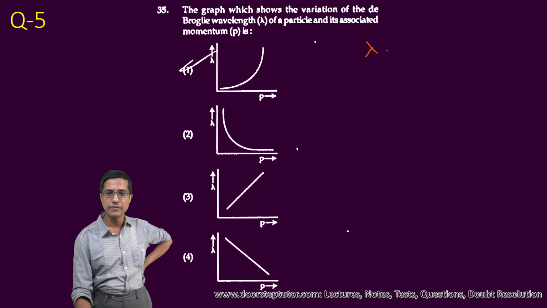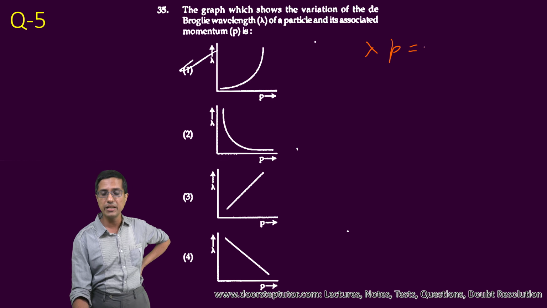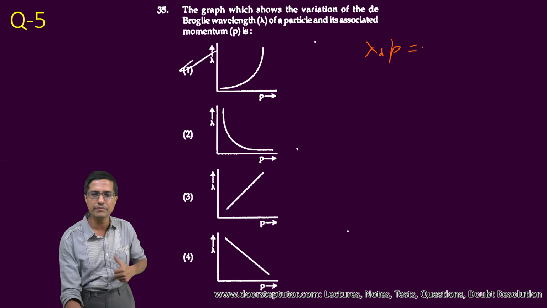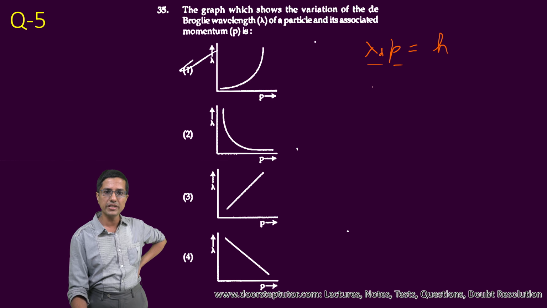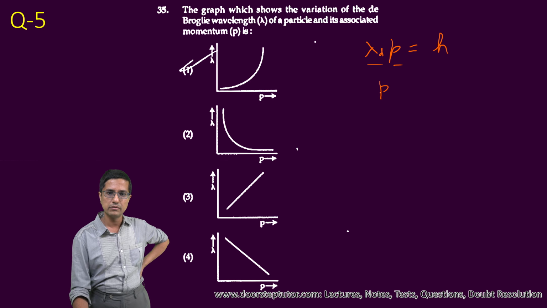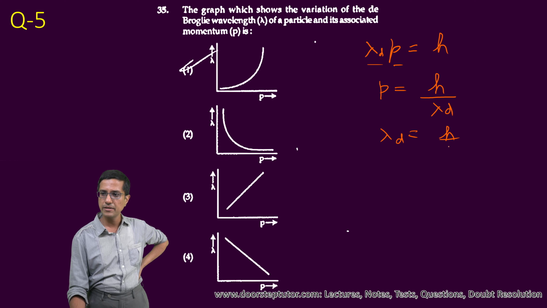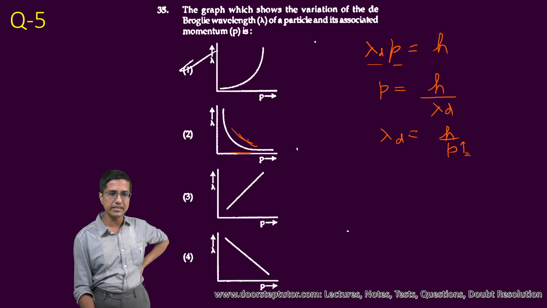They are related by lambda times p, where p is the momentum and lambda is the de Broglie wavelength. Typically we write it as lambda d, just to denote that this is the de Broglie wavelength. It has some special meaning. And this is equal to h. So what does the graph of this curve mean? We can either write it as p is equal to h by lambda d, or lambda d is equal to h by p, which essentially means that as p increases, our lambda actually decreases. This is what this is saying.